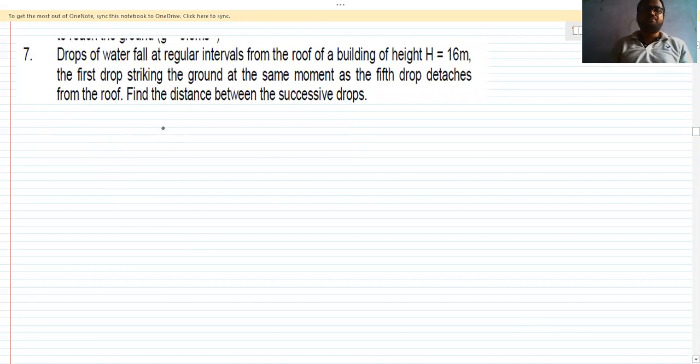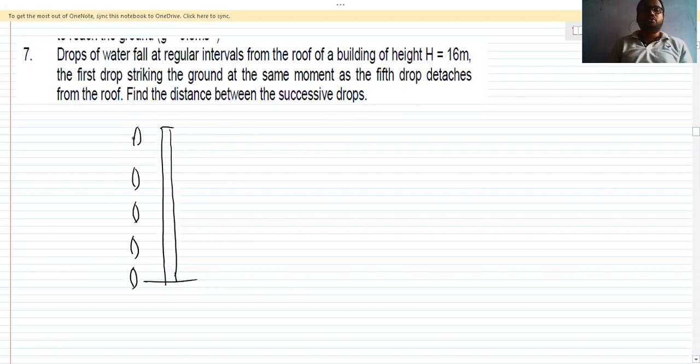So yes, this is the height of the tower supposed to be. This is the rooftop, and we know that the fifth drop detaches from the roof. 1, 2, 3, 4, fifth. So this is the fifth drop we have, this is the first drop we have, second, third, fourth, fifth. So this is the first drop, second drop, third drop, fourth drop, fifth drop.